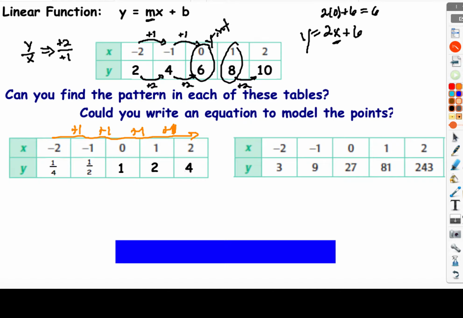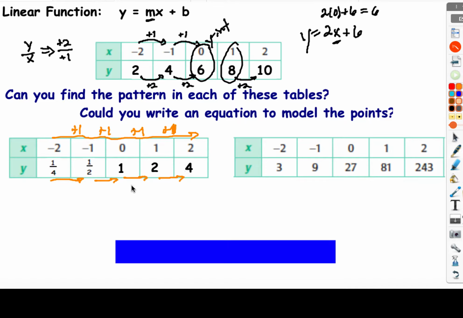But notice on the y values, we're definitely not going up the same amount. Every time we go up, 1 to 2 would only be +1, but 2 to 4 was +2. We're going up different amounts every time. Well, that's because for exponential functions, we're no longer adding the same amount. What we're really going to do is multiply.